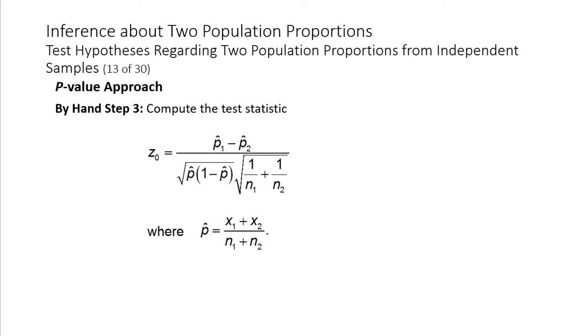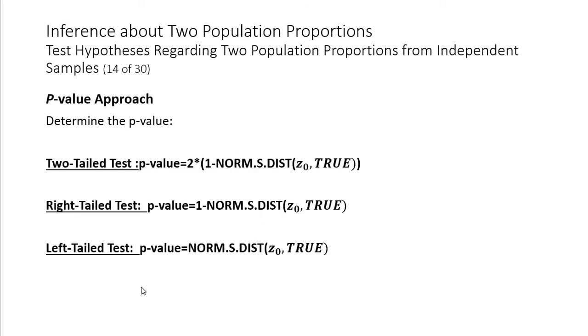There is another approach that we know, which is the p-value approach. So in the p-value approach, you still need to find z naught. After you find z naught, then you're going to see how you're going to determine the p-value. The p-value is going to be determined based on the type of test you're performing. So if it's a two-tailed test, the p-value is going to be 2 times 1 minus NORM.DIST of z naught, comma true. This is basically 2 times the area to the left of z naught or to the right of z naught if it's positive. And we know how to find that.